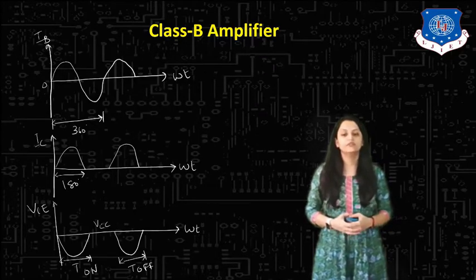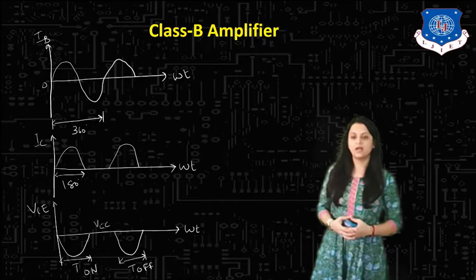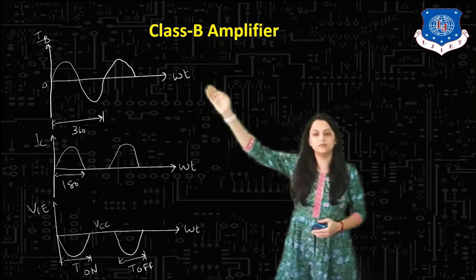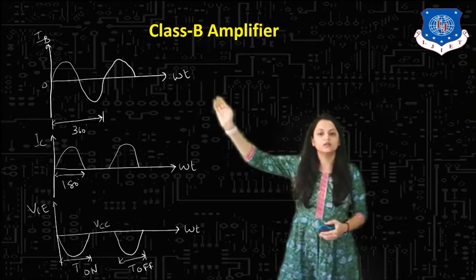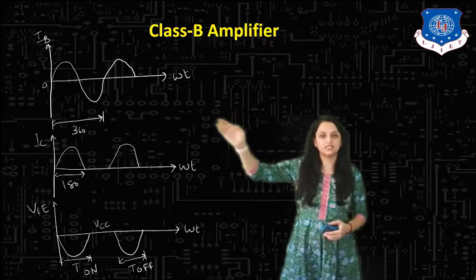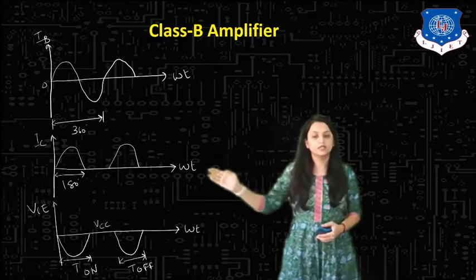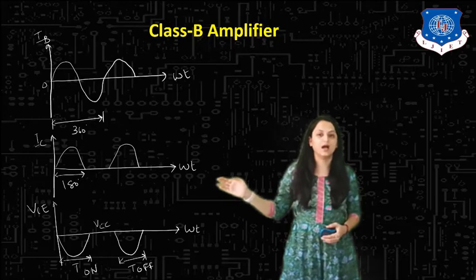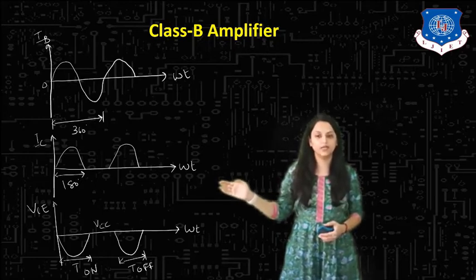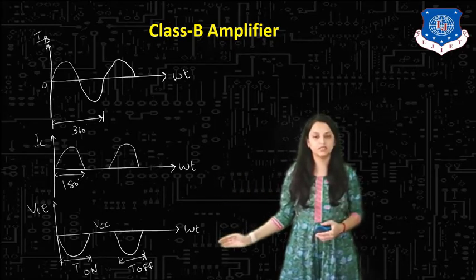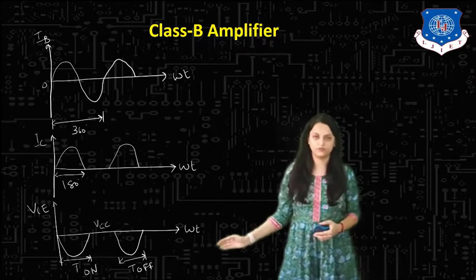Now, if we look at the waveforms for the Class B amplifier, you can see that this is indicating the base current. Base current is for the complete 360° cycle, but collector current will be only for the half cycle, that is for 180°, and VCE will be like this for transistor on and off times.